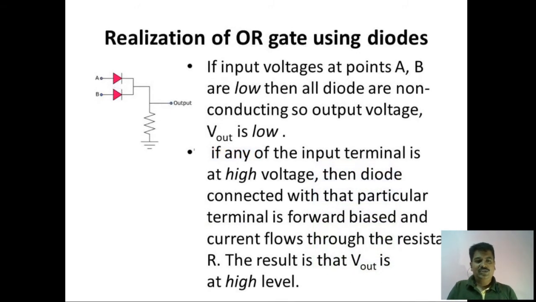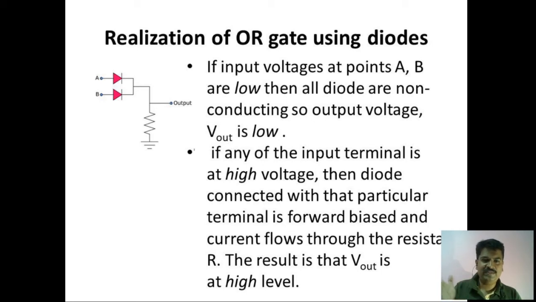Okay, now the thing is to realize this OR gate using diodes. Of course, you can realize these kinds of basic gates, AND gate and OR gate, using transistors, but that is not in the syllabus. So we are doing only the realization using diodes. It's very simple to realize with the diodes. So again, we have used very simple two PN junction diodes.